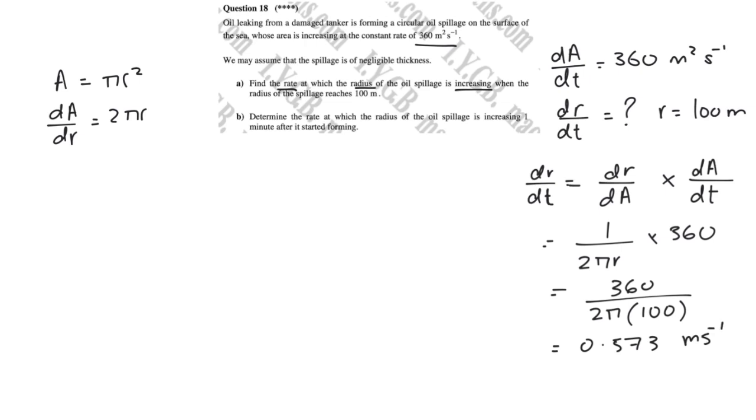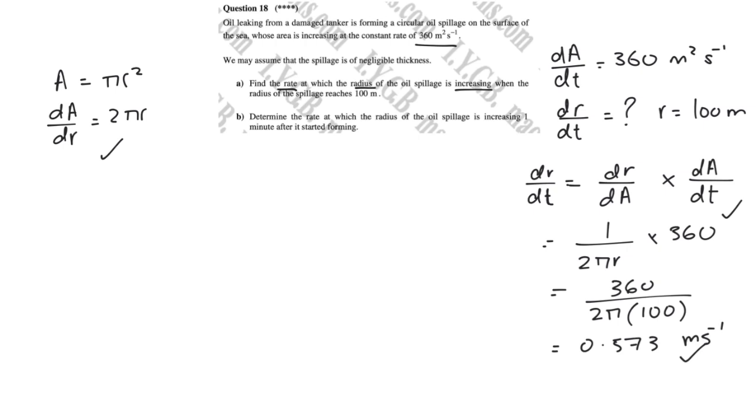Can I leave it as 9 over 5 pi? Yes, you can. Is this still worth marks? Yeah, because this question would honestly be around 3 marks. There's 1 mark for dA over dr, then 1 mark for the equation of the connected rates. Maybe max 4, but that's really pulling it. So that's basically 3 to 4 marks.